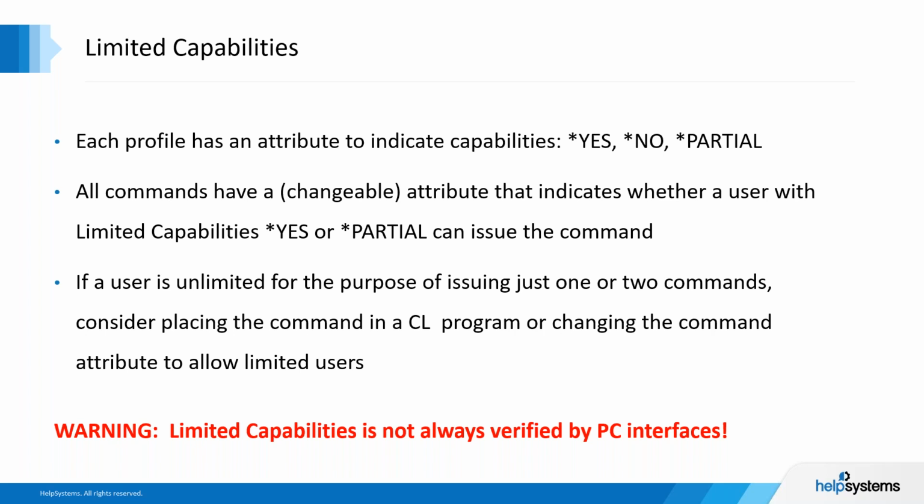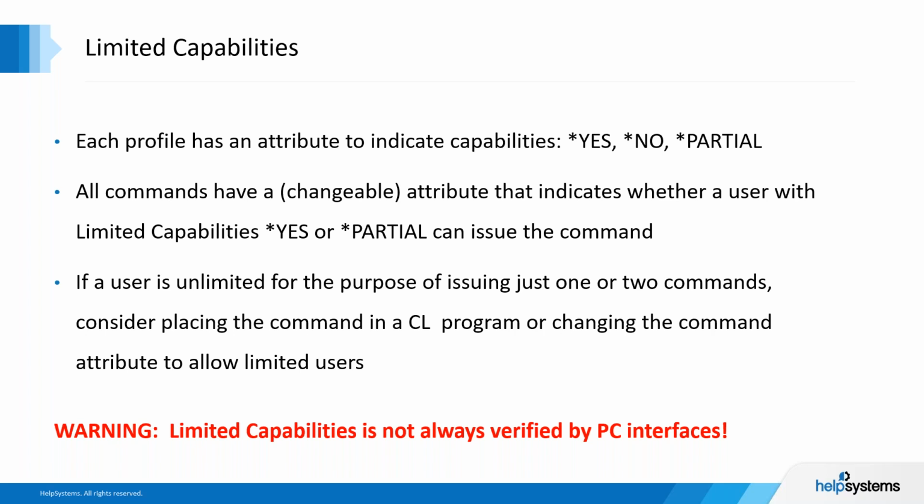All commands on the machine have an attribute that is modifiable that tells the system whether a user that is limited can issue a command. Now, in this case, what we're able to do is interact those settings, meaning that it is possible to change a command that is not normally permissible so that it can indeed be run even by those users that are limited.